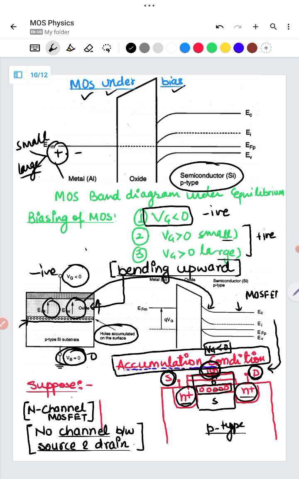Or you can say when Vg is less than 0, the gate voltage is negative in case of a MOSFET. Remember, when you have source and drain, this is complete as a MOSFET. So this MOS was a P, but this MOSFET is an N channel MOSFET. In an N channel MOSFET, if you apply a negative Vg, it does not provide an electrical connection between source and drain, and hence there is no channel between source and drain, and the device is acting in the off condition.